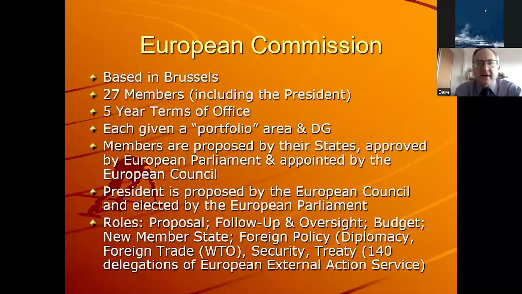Now, they are also given a DG. What is a DG? Directorates General. It actually comes from a French phrase, Directeur General. And it basically is the bureaucracy that is under the commissioners. So, for example, let's say you are the commissioner for agriculture. That's your portfolio area, and you will have a directorates general helping you. That's the big bureaucracy of the agencies and departments in agriculture.